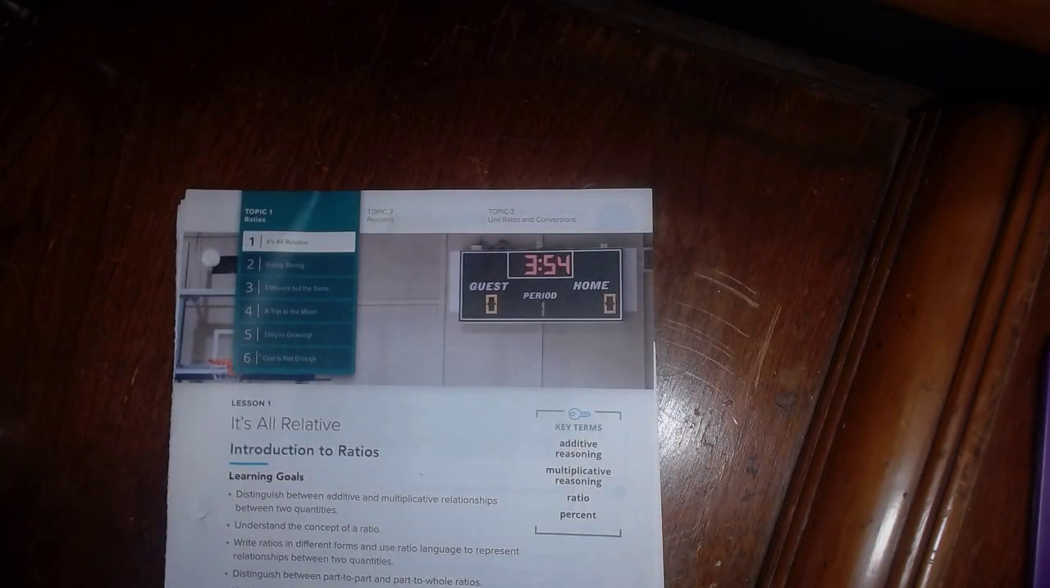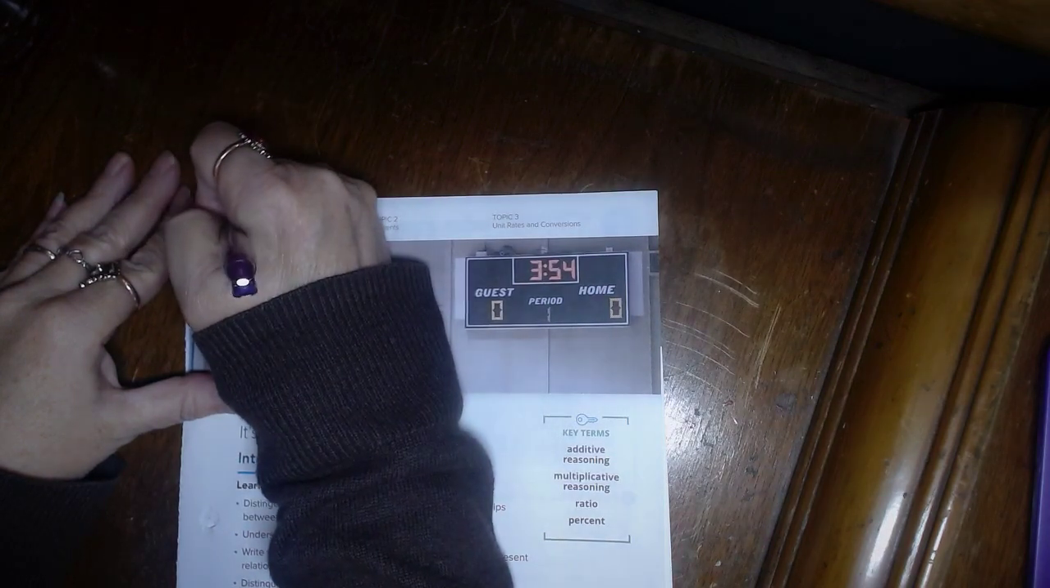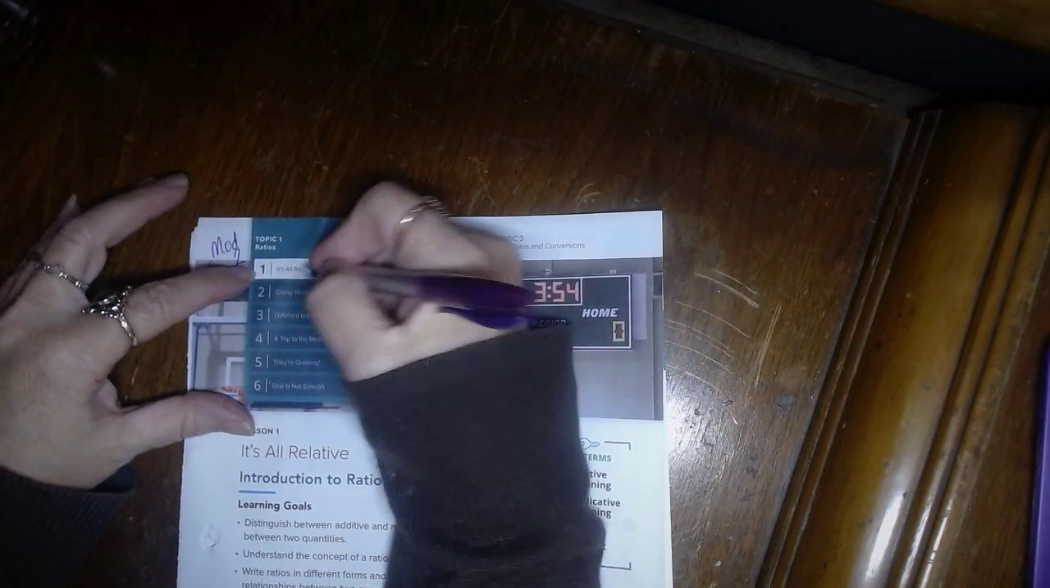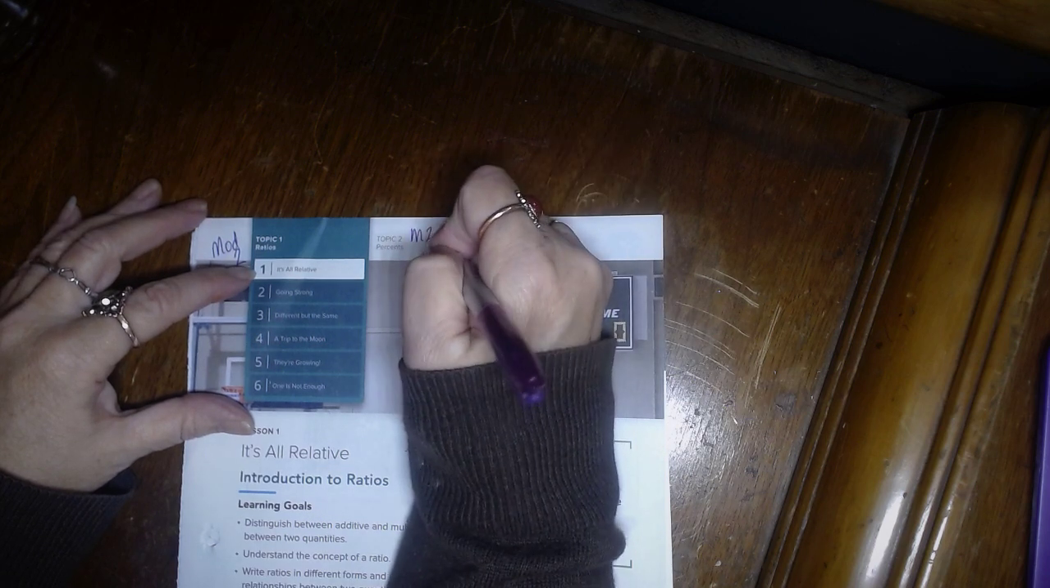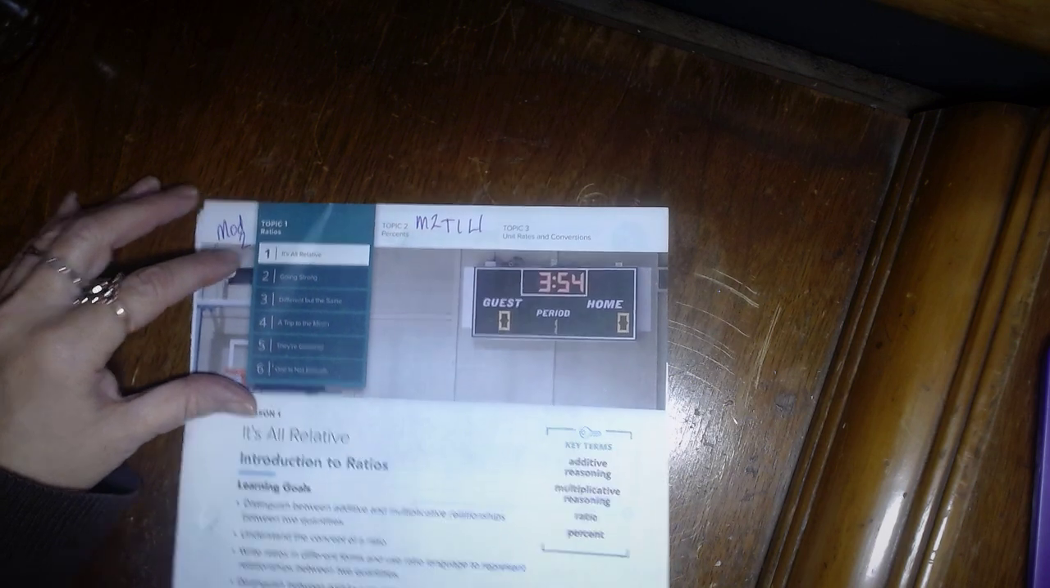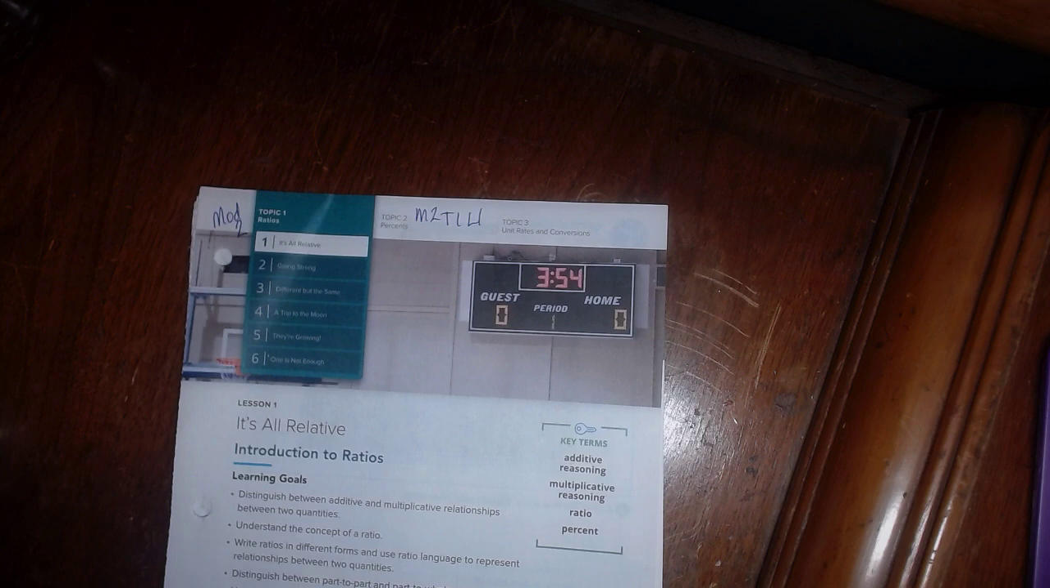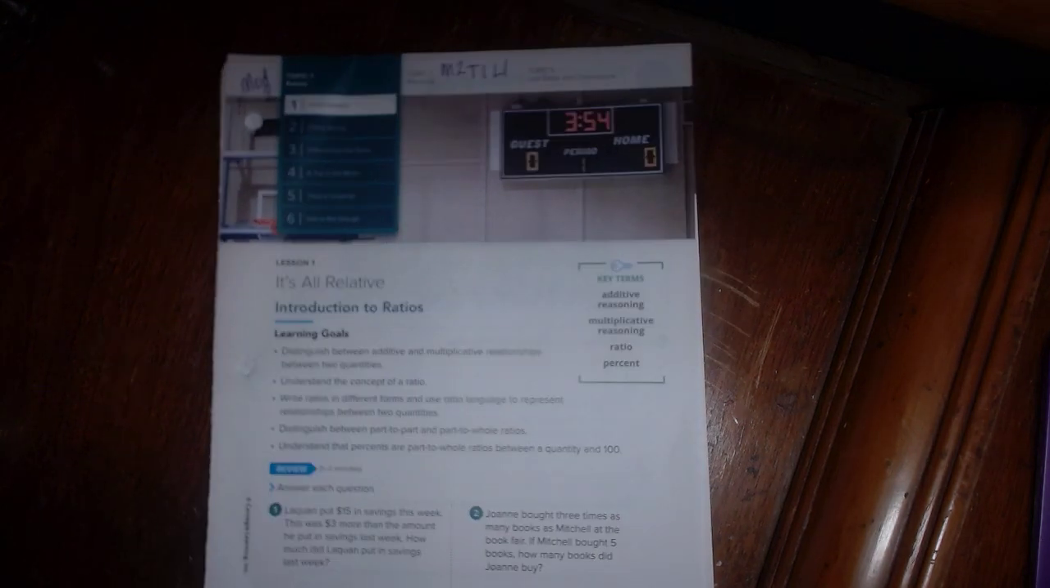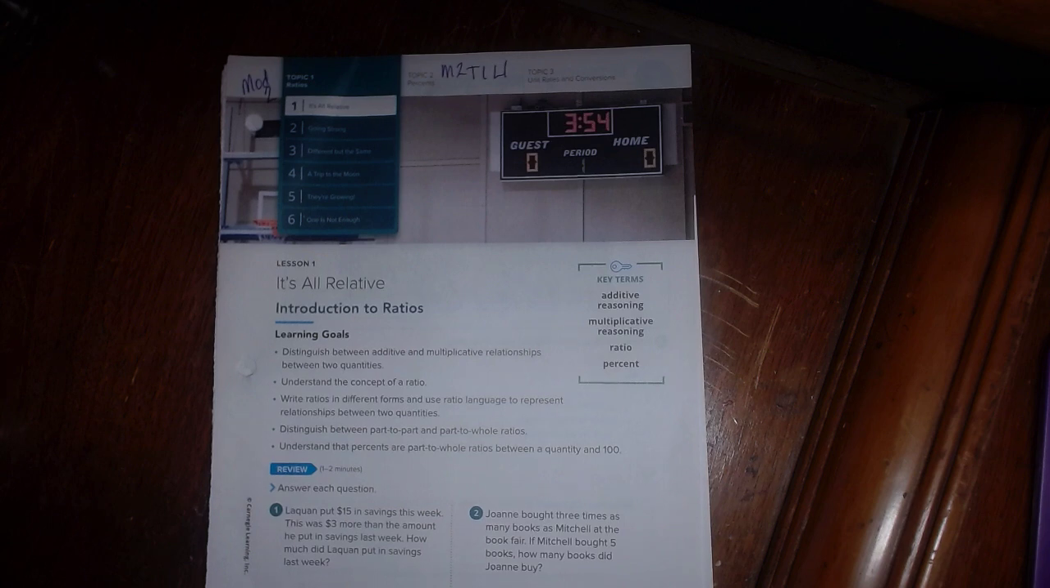We are now in Module 2, Topic 1, Lesson 1. It's all relative. So it's an introduction to ratios. And I know a lot of you have already been doing ratios in Mathia, so hopefully if you're struggling on that part, this will all kind of come together and make sense for you.